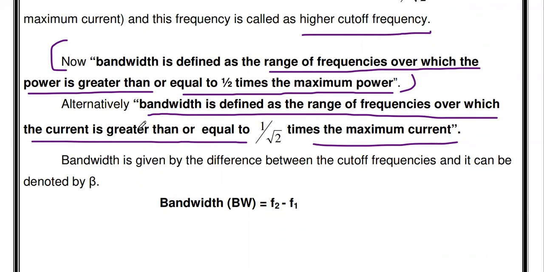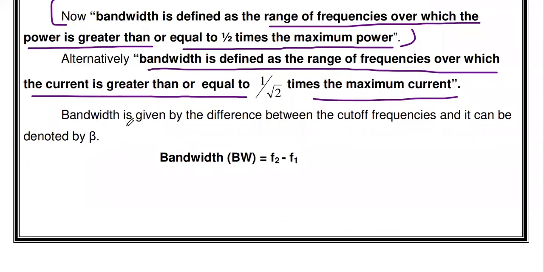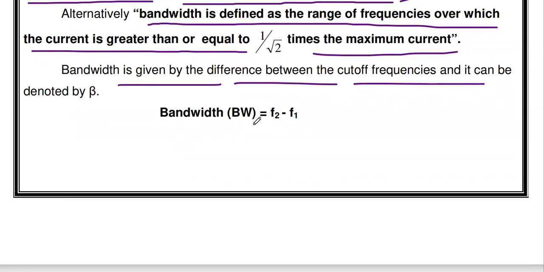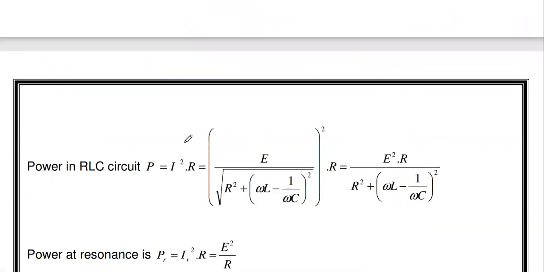Now we are going to derive the equation for this bandwidth. The bandwidth is given by the difference between the two cutoff frequencies. So bandwidth is equal to F2 minus F1, or FH minus FL, where FH is the higher cutoff frequency and FL is the lower cutoff frequency. Omega H means higher cutoff frequency in radians, and FH is the higher cutoff frequency in hertz. So we may define both.